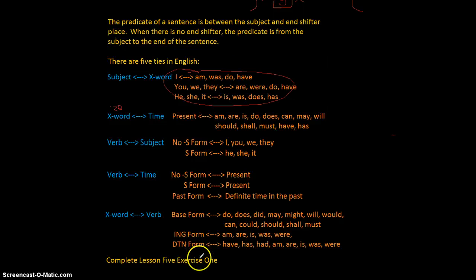And then we mentioned very quickly that we call it DTN form because the verbs in this form almost always end with D, T, or N. All regular verbs in this form finish with D, and then some of the irregular verbs finish with D, some with T, and some with N.